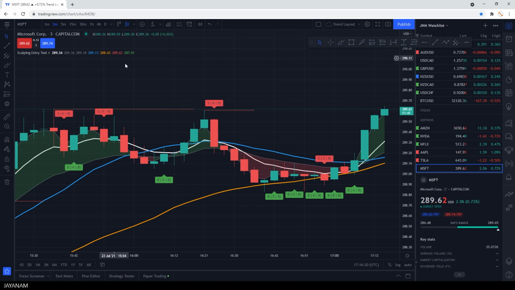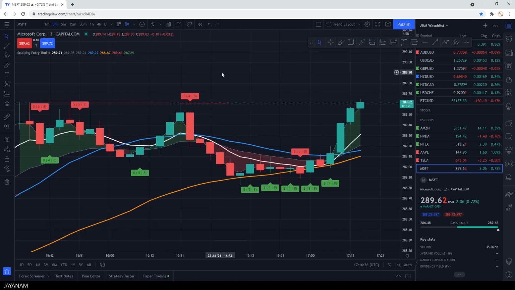This is a chart of the Microsoft stock, a 3-minute chart, and you can see green and red labels with values from 1 to 8. This means the SET indicator tries to calculate a certain probability that the price will go into the indicated direction.